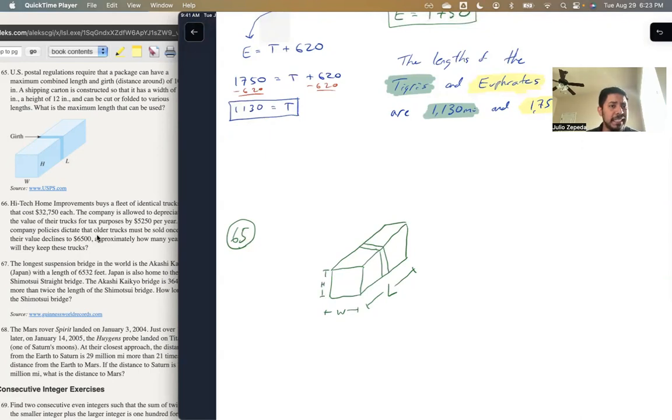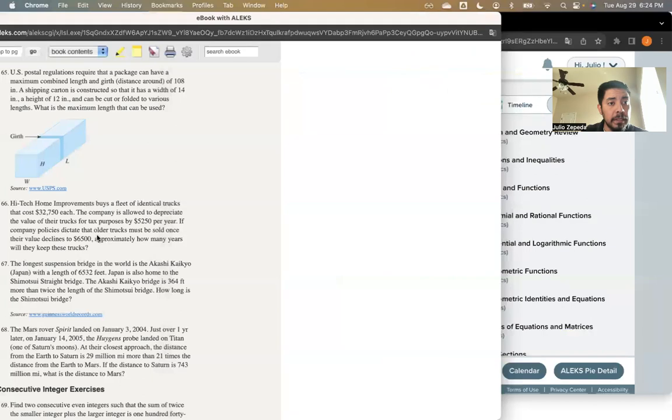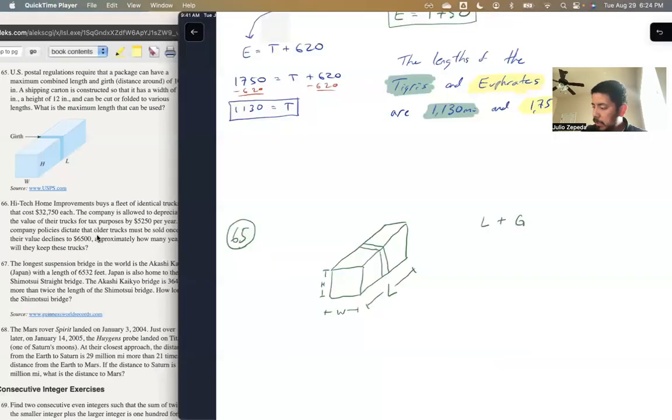Okay, so it says the maximum combined length and girth, distance around, of 108 inches. Okay, so let me write down L plus G, the length and girth of 108 inches, so equals 108. This is the maximum allowable, and it says girth is distance around. And so how do we calculate that? Well, if you look at the picture, G, the girth will be, and I can highlight here.